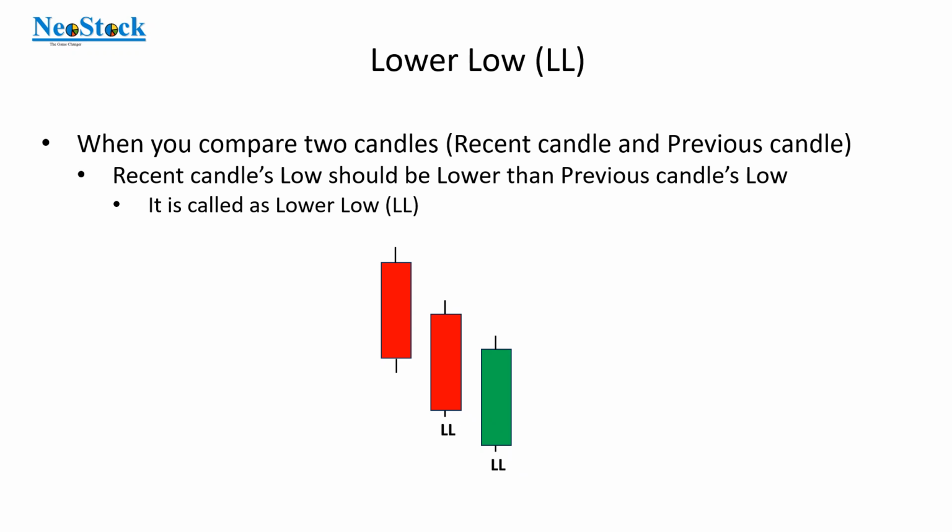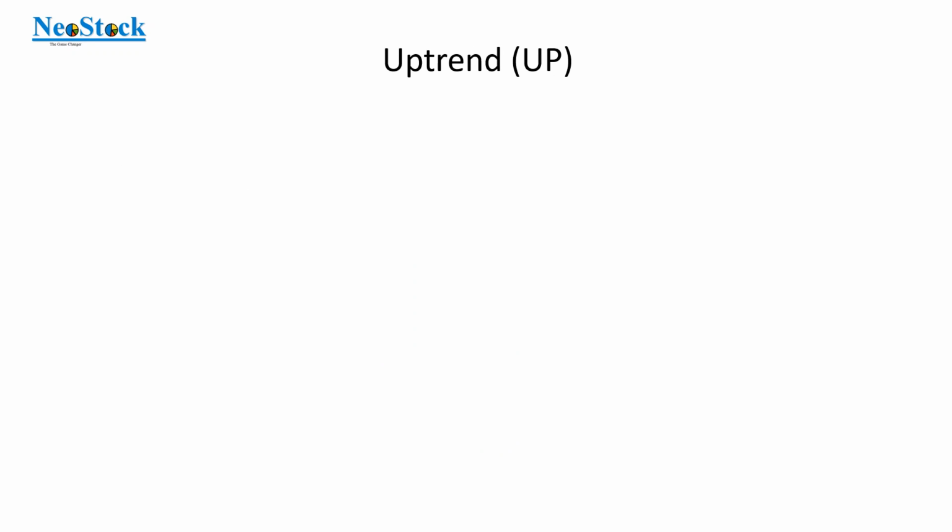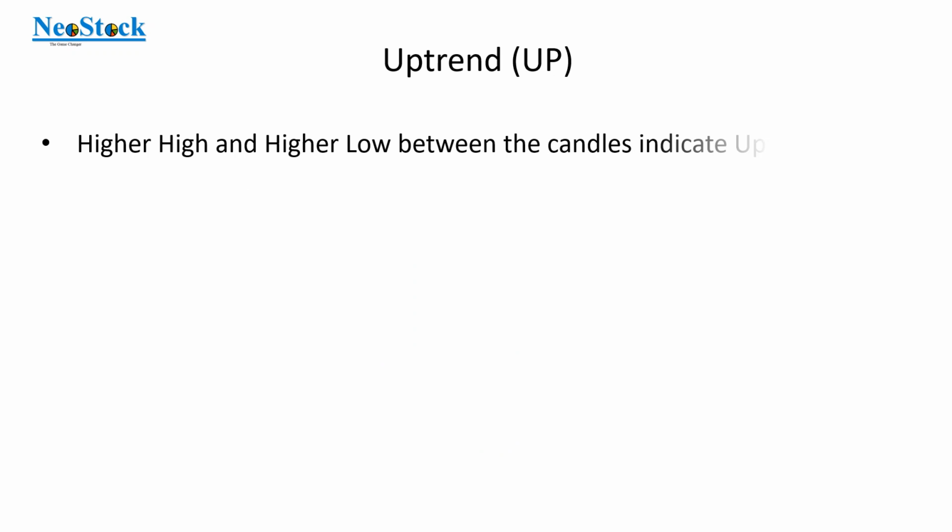We already learned three types of trends: uptrend, downtrend, and sideways. So let's start with uptrend. The point you should understand: in uptrend, higher high and higher low between the candles indicates the uptrend. Higher high should be there when you are comparing two candles. The present candle or recent candle should have higher high and higher low. Now compare these two candles. What do we have to compare? Both lows and highs, you have to compare both.